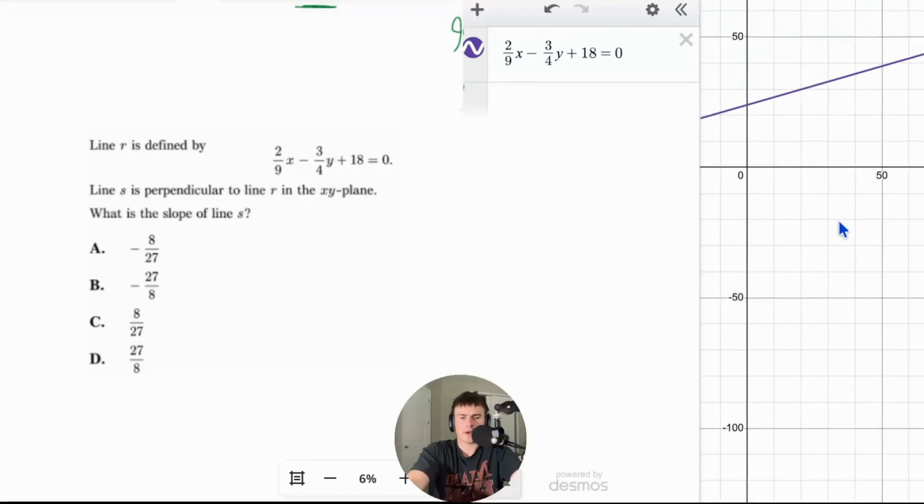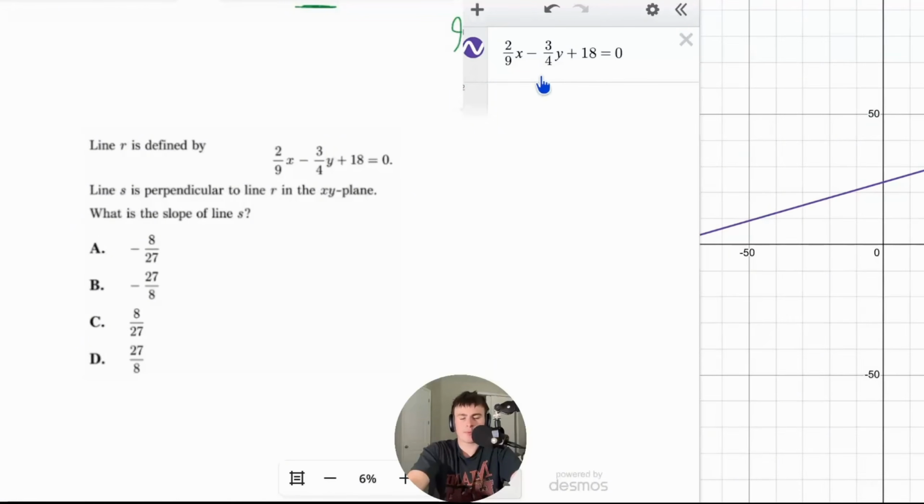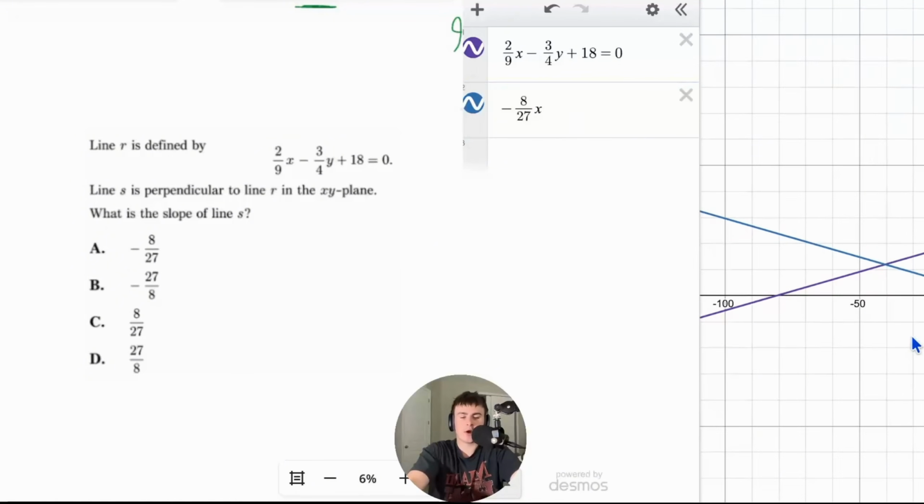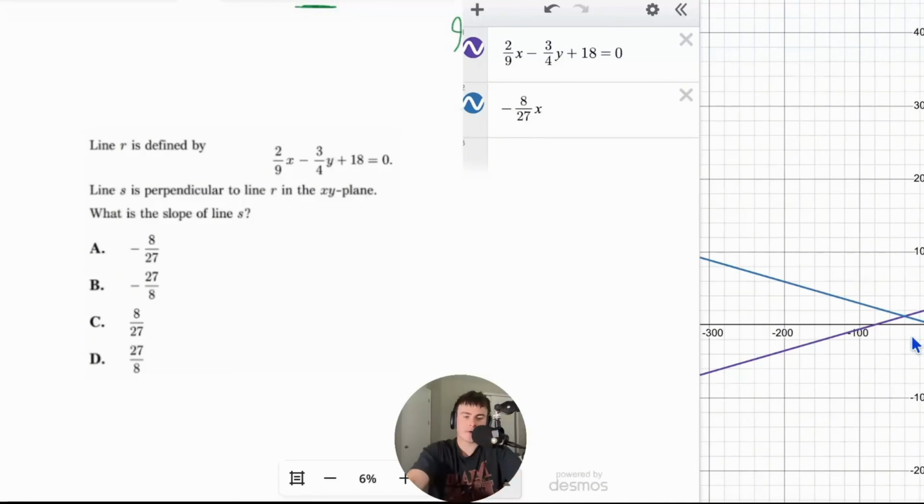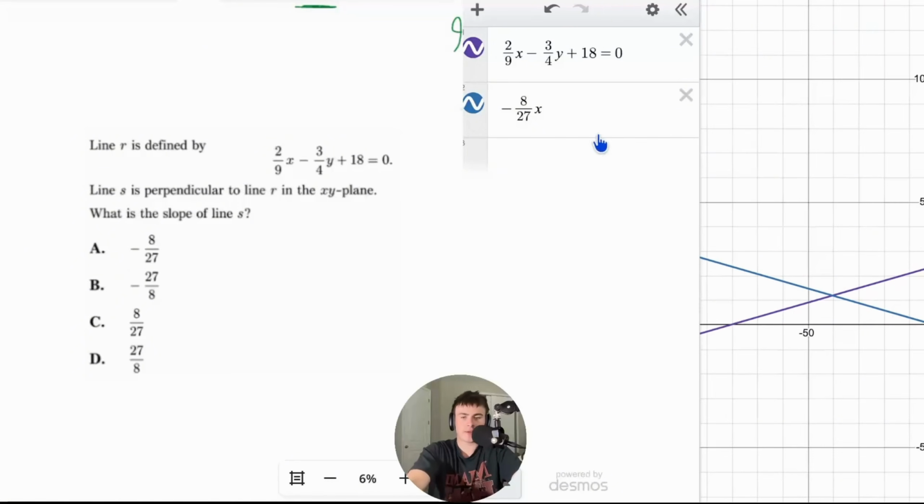So this is our slope here. We want to form a 90-degree angle. That would be perpendicular. So I'm going to say negative 8 over 27x. Is this perpendicular? No. That is not a 90-degree angle. This is way bigger than a 90-degree angle. That's definitely incorrect. B is this.